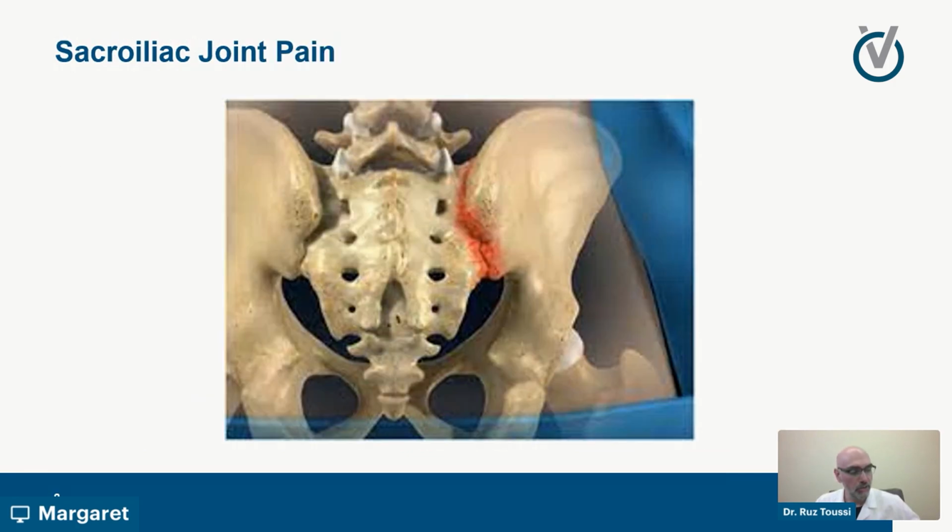Your sacroiliac joint, this is essentially where your tailbone and your pelvic bones come together. A lot of people will present to me and tell me that their hip hurts in the back or they have a lot of gluteal pain. Most of the time, the SI joint can be the culprit.